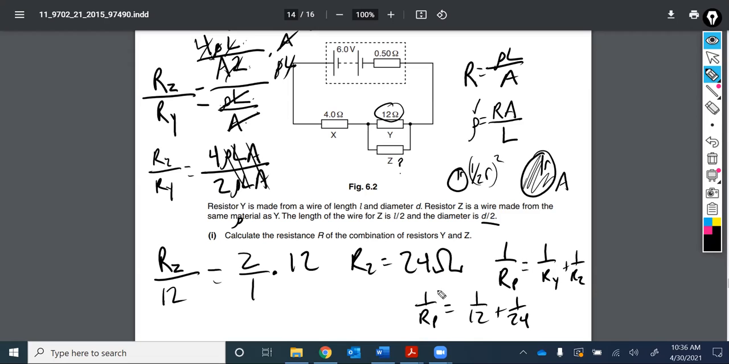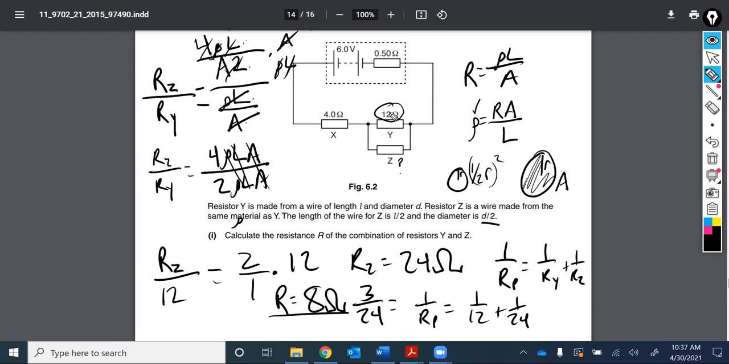So 1 over the parallel resistance is equal to 1 over 12 plus 1 over 24. 1 over 12 is the same thing as 2 over 24. So 2 over 24 plus 1 over 24 is 3 over 24. Then we take the reciprocal, the inverse of both sides. 24 over 3 is 8. So the combined resistance of these two resistors, and the answer to this part 1, is 8 ohms.